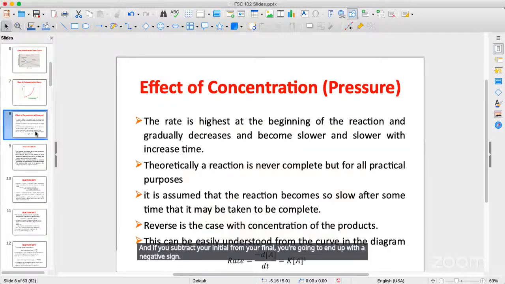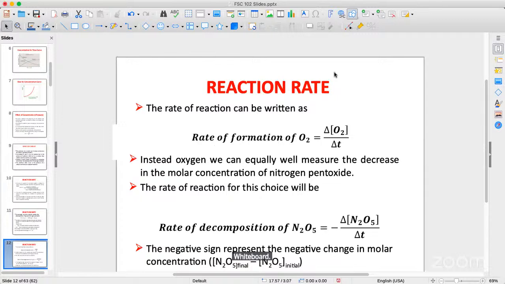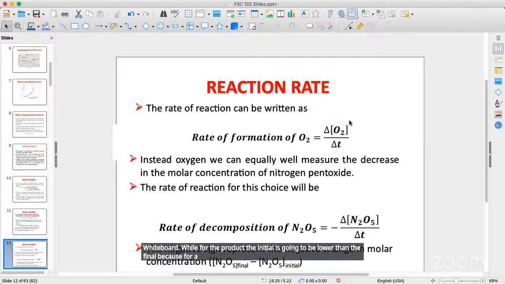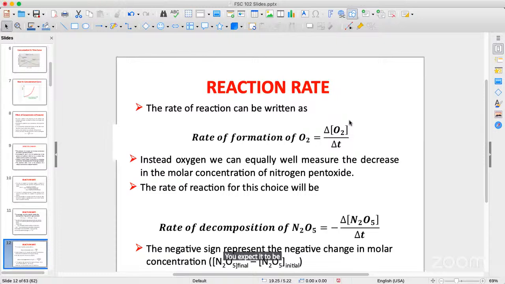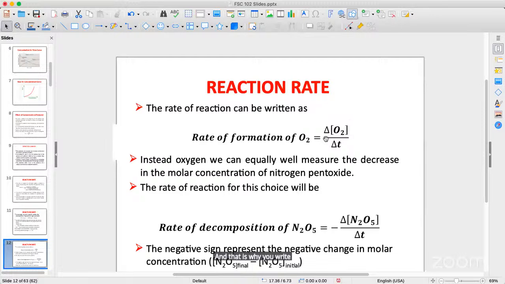While for the product, the initial is going to be lower than the final, because for a product at the initial stage, you don't even expect to have anything. You expect it to be zero. And at the final, you expect to have something substantial. So you're subtracting the initial from the final, and that is going to give you a positive sign. And that is why for oxygen, there's no negative, there's positive.